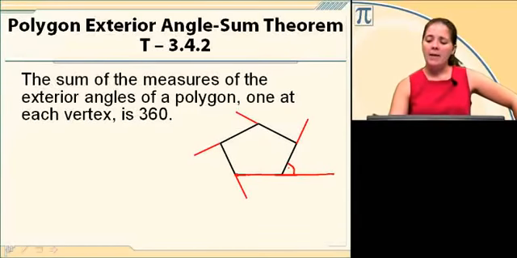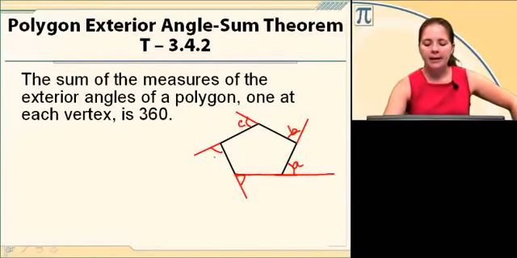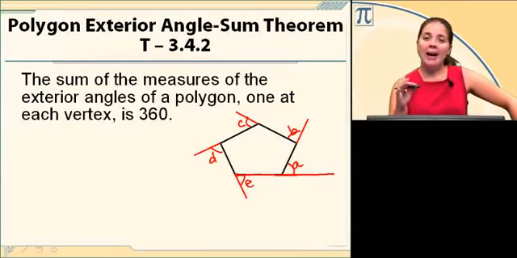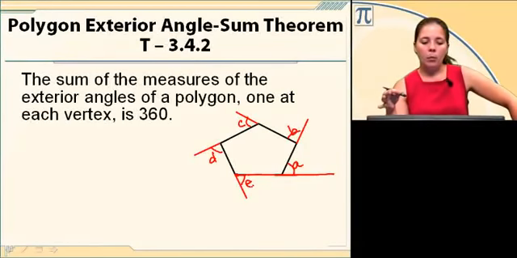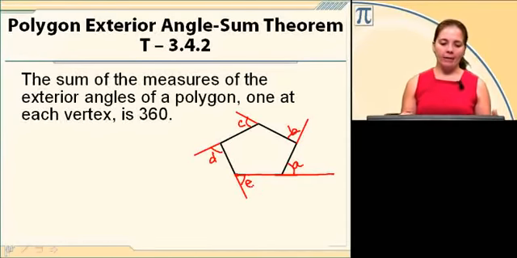Well, this is saying that if we take all of these angles and add them together, so A, B, they're not necessarily congruent, C, D, and E, and we add them all together, we end up with 360 degrees. And this is saying that it's true for any shape, any kind of polygon you have.